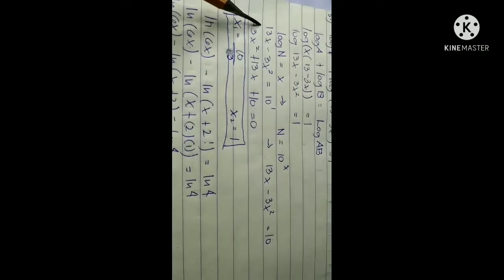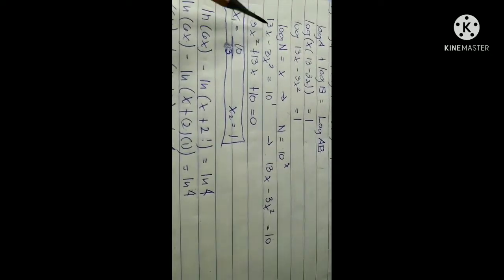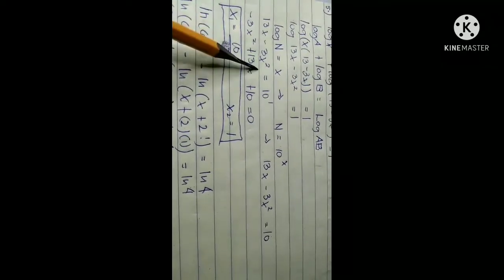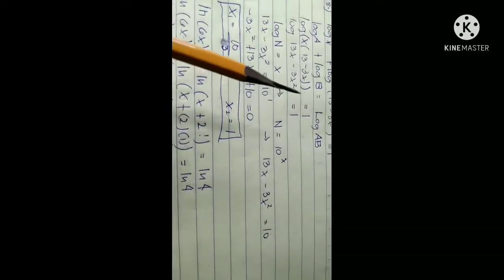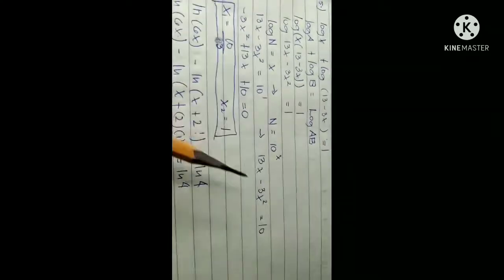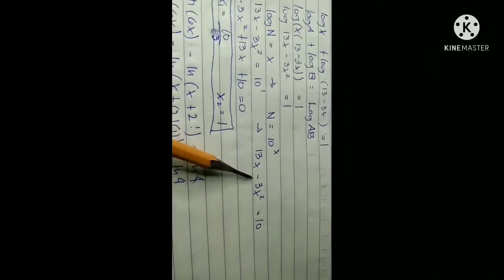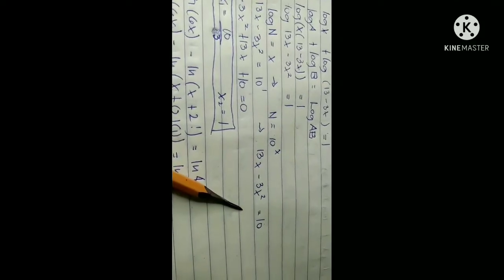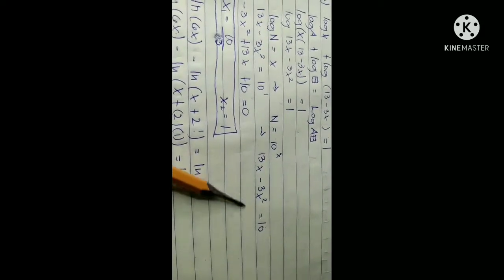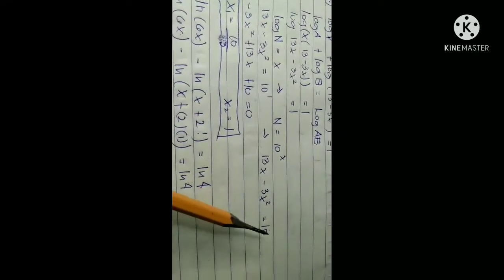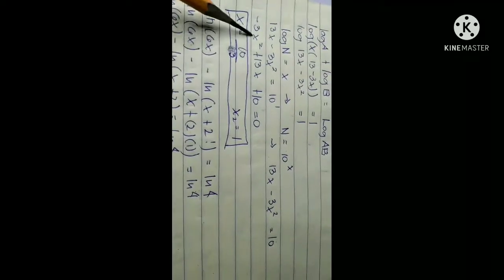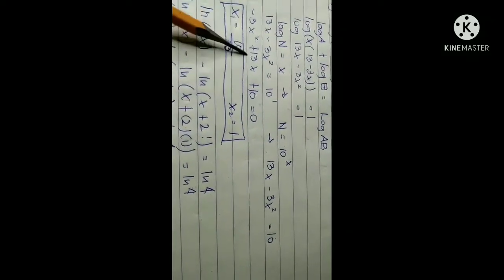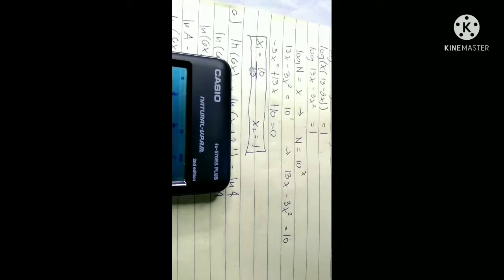Then we can write now 13x minus 3x squared equals 10 raised to 1. Then if we simplify, we have 13x minus 3x squared equals 10. Then we can transpose our 10 here and put this in 0. And we have now negative 3x squared plus 13x plus 10 equals 0. Then what we can do now here is to find the x.